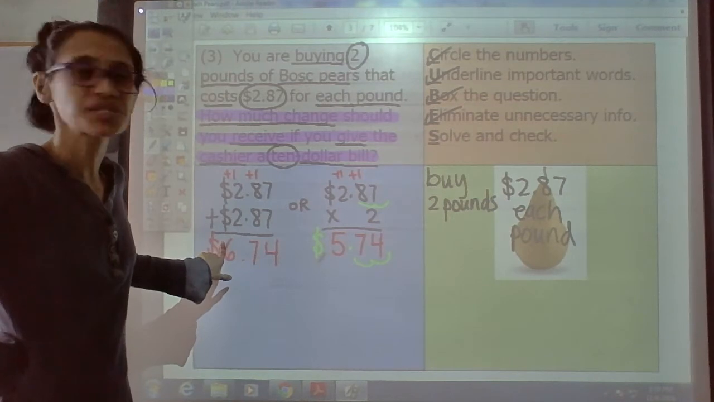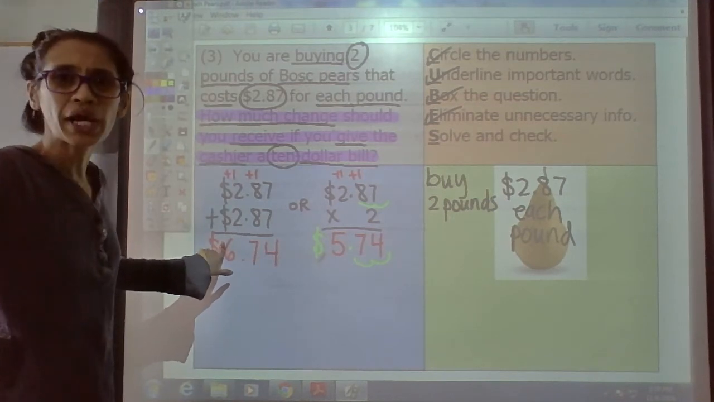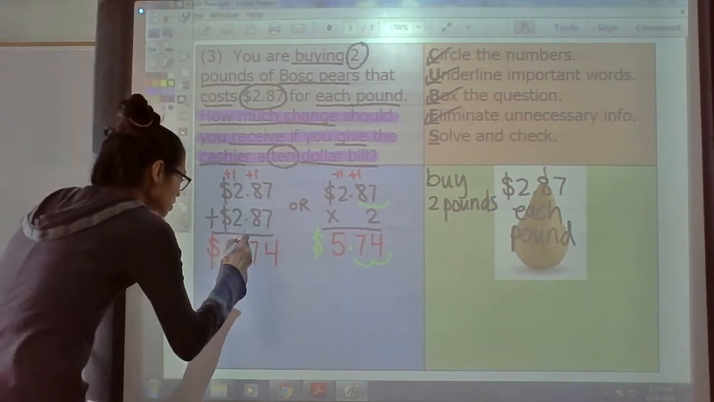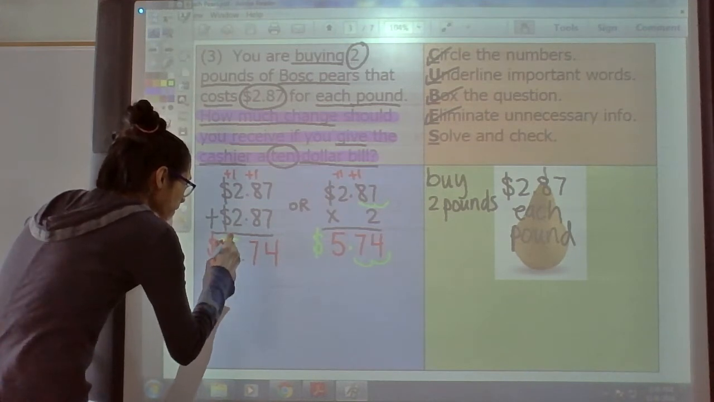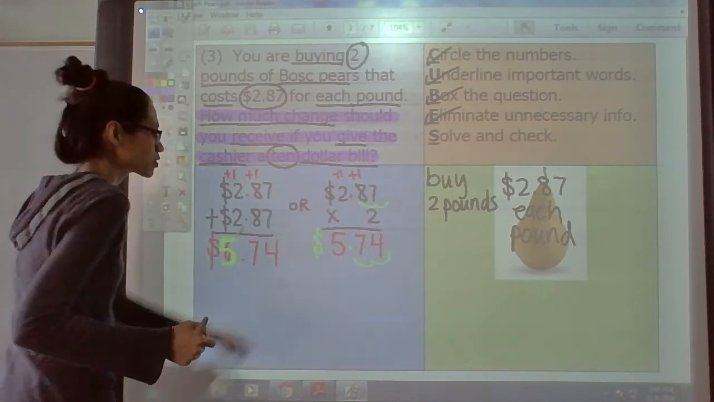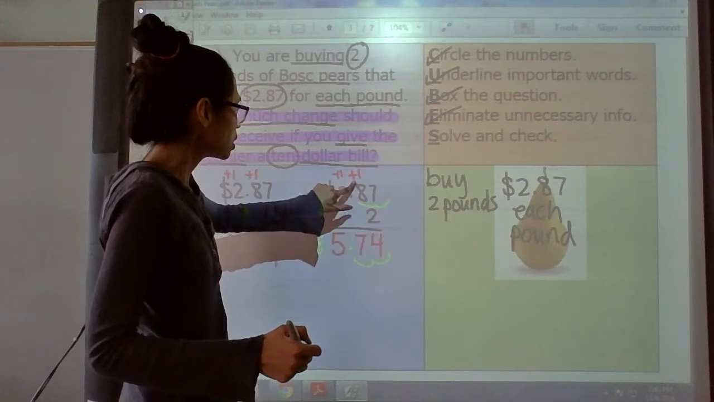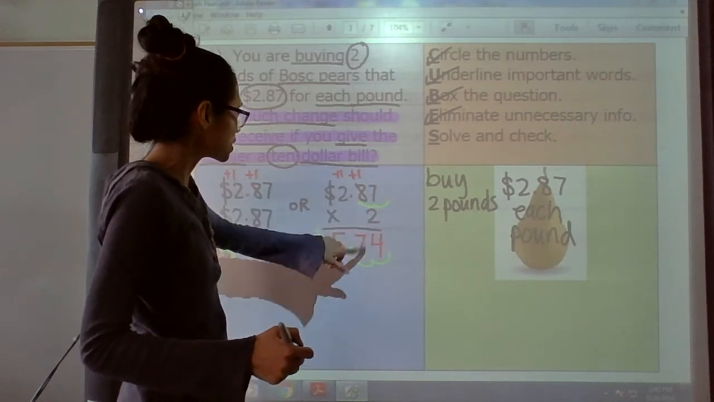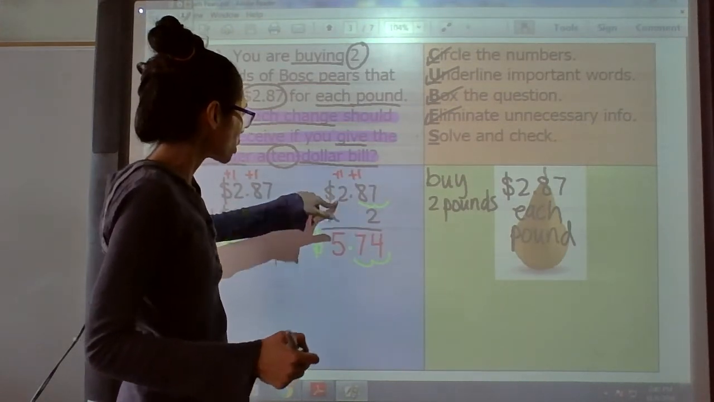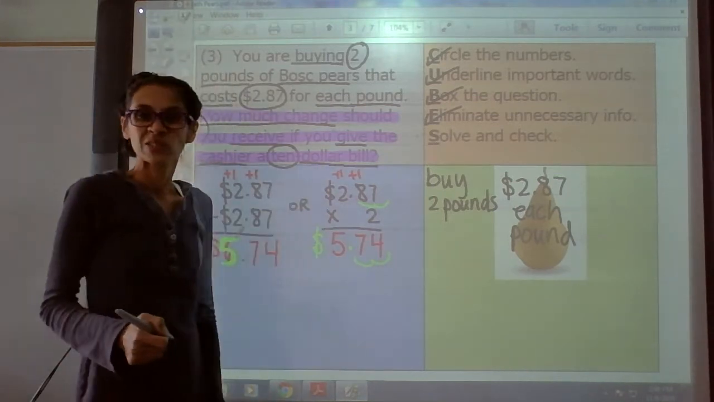How did I end up with 6? What in the world? No, Ms. Alana, no, 5. Let's check this one. 2 times 7 is 14. 8 times 2 is 16, plus 1 is 17, plus 1. 2 times 2 is 4, plus 1 is 5.